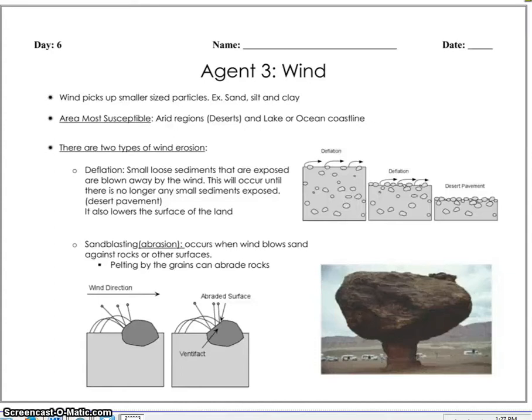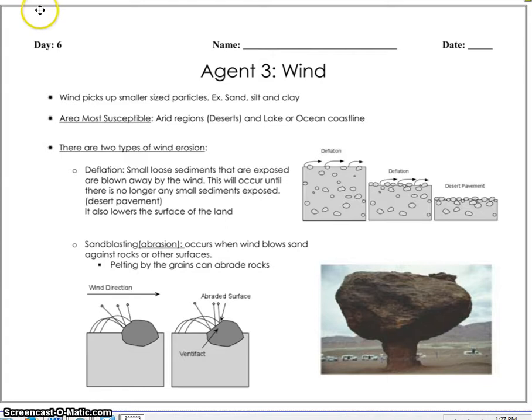So today in this video, you guys are going to be watching a short video on agent of erosion number 3. So far we've talked about our first agent of erosion, the most common form of erosion on the Earth's surface, which is running water. Then we spent time talking about the second agent of erosion, which is glaciers, rivers of ice, and now our next one is wind. Wind is our third agent of erosion that can pick up the smaller particles and move them to a new location.